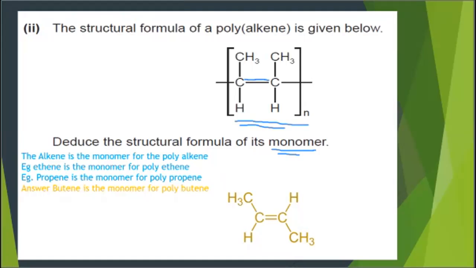So for example, ethene is the monomer for polyethene. Propene is the monomer for polypropene. Butene is the monomer for polybutene. Pentene is the monomer for polypentene. Hexene is the monomer for polyhexene, and so on. So in this case, we have 1, 2, 3, 4 carbons, so we are dealing with butene. So I have polybutene. Therefore, the answer is butene is what I need.